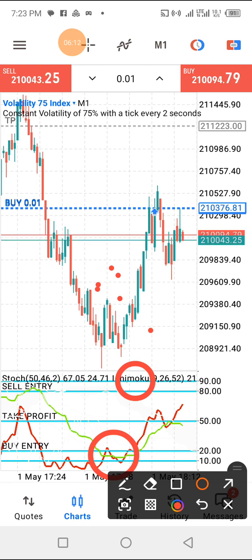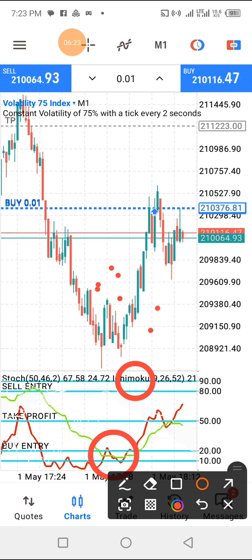So the idea is to place a trade when you have the red line touching level 10 and level 20, and then you see the yellow line crossing above level 20. That is when you should take your entry. That means you place your buy. That is for the buy scenario.